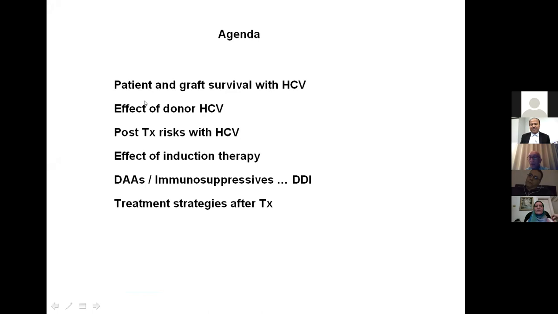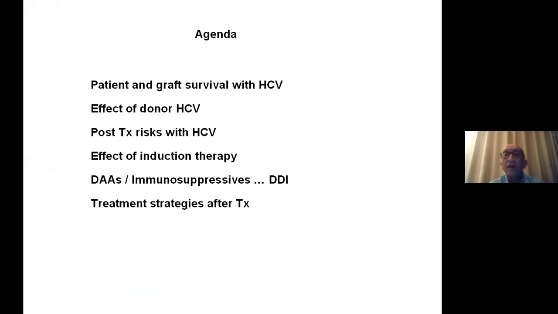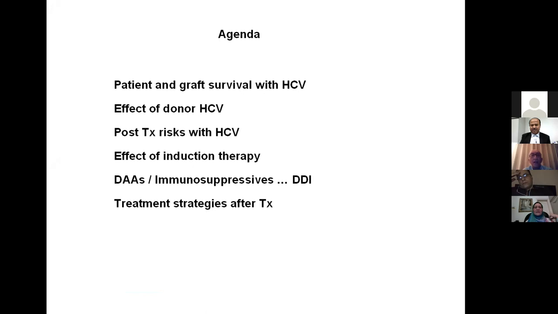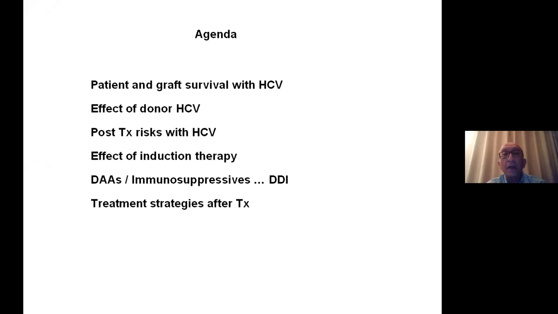The topics I will be covering are the patient and graft survival with HCV, the effect of donor HCV, post-transplantation risks in the presence of hepatitis C, and whether there is any effect of induction therapy. Then I will move to the interactions between the direct-acting antivirals and the immunosuppressives, which is the drug-drug interactions, and I will end with the different treatment strategies if you are going to treat hepatitis C after transplantation. First, about the patient and graft survival with HCV.